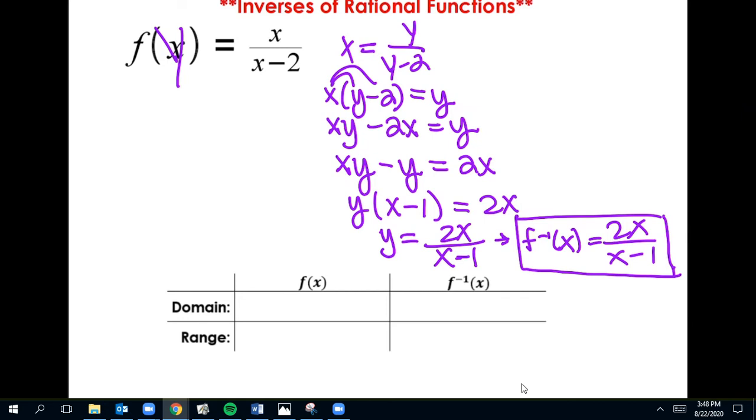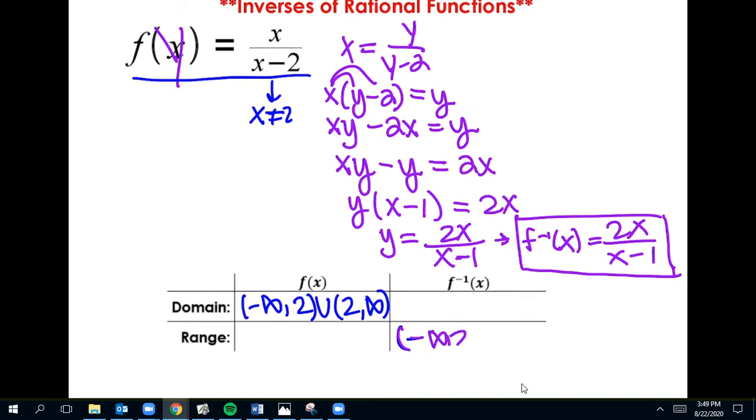And so for the original, I'll just kind of underline this in blue. Our domain was, remember, x cannot equal 2. We learned this the other day with our domain exploration in the breakout rooms. And so we're going to say negative infinity to 2, 2 to infinity. And so I'm going to definitely add that down here for the inverse.